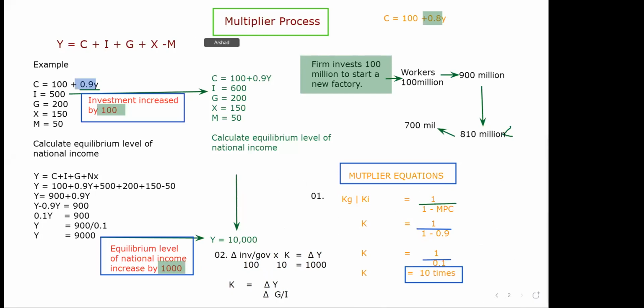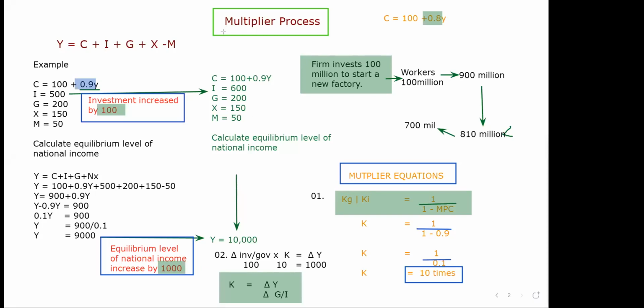I'll highlight the two equations. A lot of questions come from this and this. I've not talked about the tax multiplier yet; I will talk about that later. Is that part fine? Okay. So when investment increases, or when government spending or any of that increases, the equilibrium level of national income increases a multiple number of times.